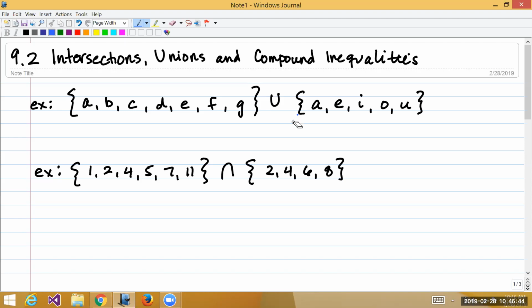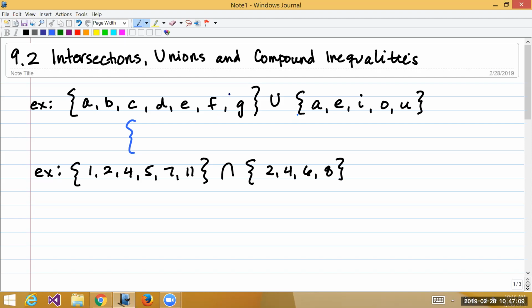If there is a repetition, we don't write that element more than once. So in this case, we're basically going to take all the elements of this first set and all the elements of this one. If there are any repeated elements, we won't write them more than once. So let's see, what does that give us? Now remember, we're creating a new set, so it has to be written properly. So we'll go ahead and write the open curly brace.